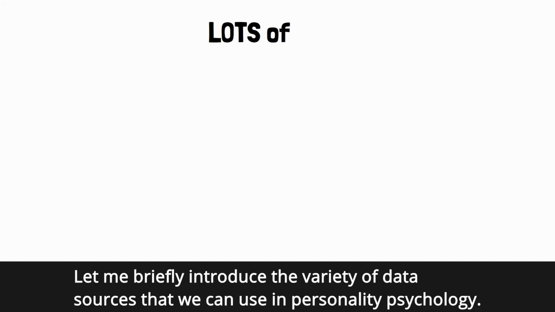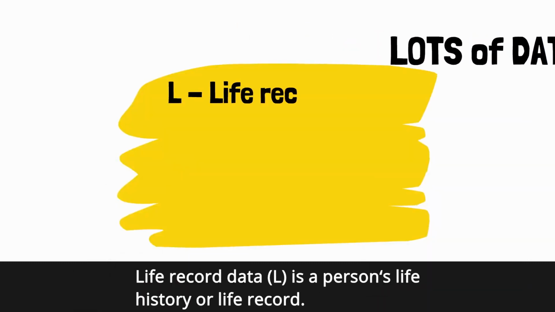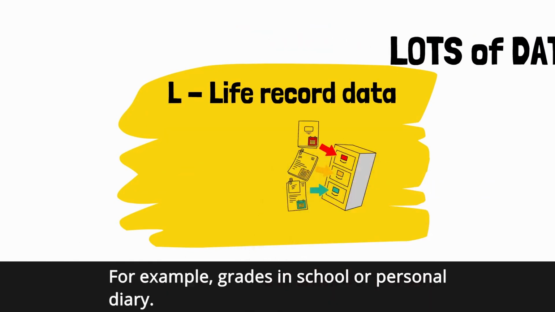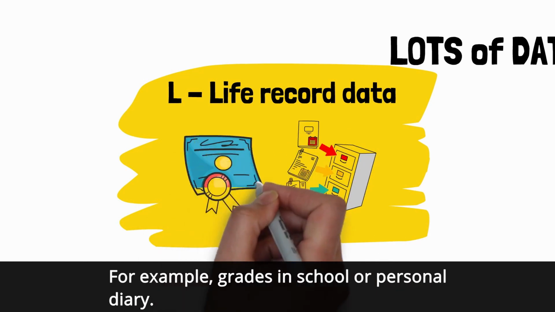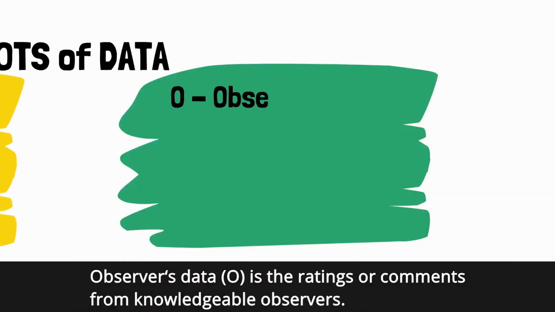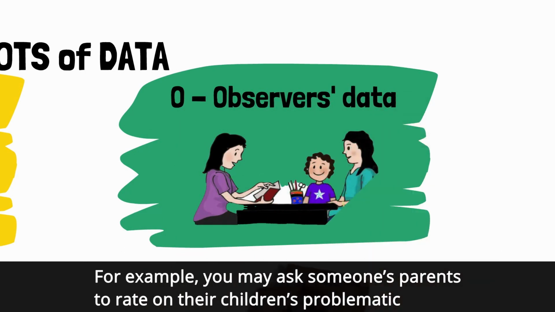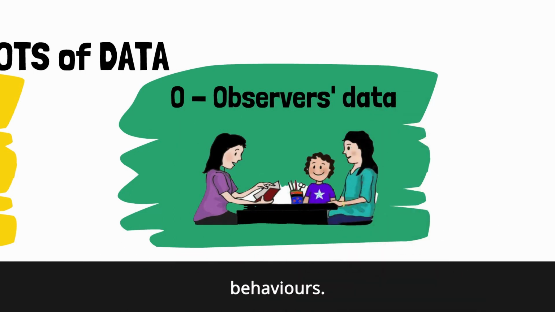Briefly introduce the variety of data sources that we can use in personality psychology. We call them LOTS of data. Life record data, L, is a person's life history or life record, for example, grades in school or personal diary. Observers data, O, is the ratings or comments from knowledgeable observers. For example, you may ask someone's parents to rate their children's problematic behaviors.